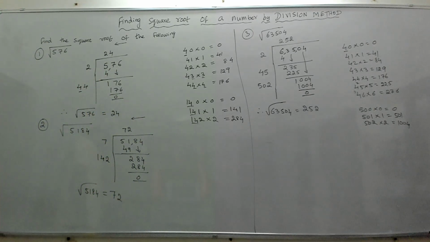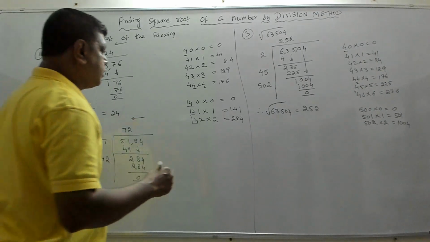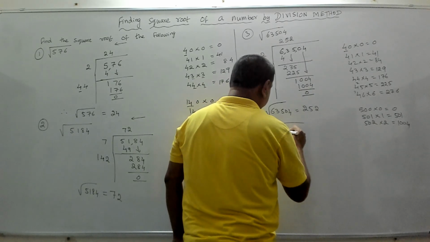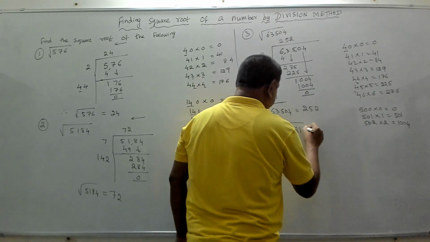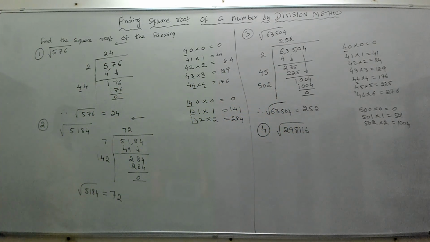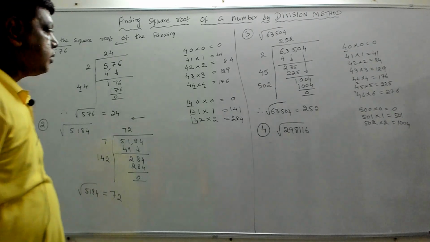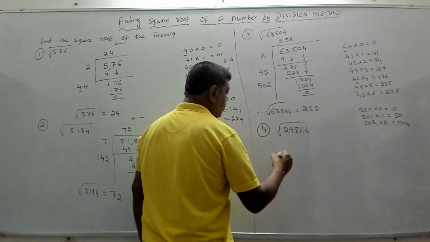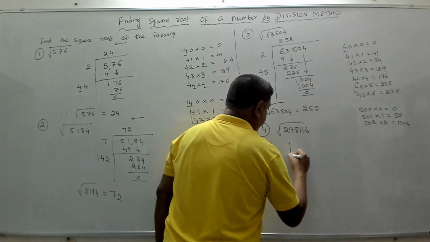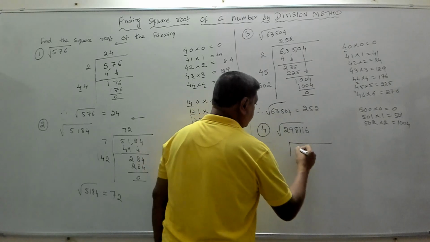Fine. Now let's go to the next problem. Fourth one. Square root of 298116. We have to find the square root of this number, 298116. Now how do we find the square root of this number? Again, we should start drawing that division.